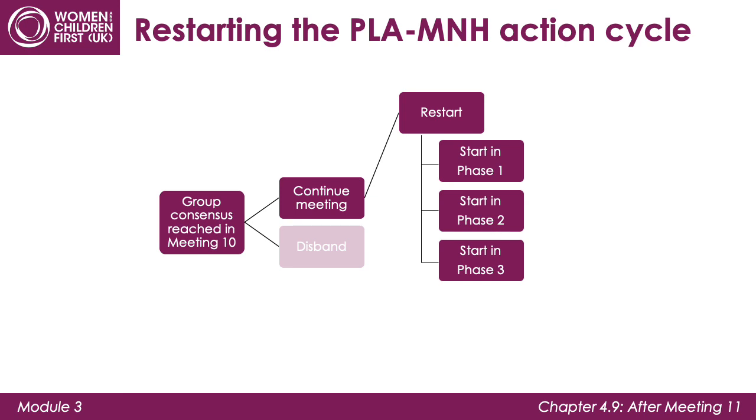Should they start in Phase 1, so they can identify new problems? They will likely have made this decision if they feel they have made good progress in addressing the problems identified in the previous cycle. They might have decided to start in Phase 2, so they can develop new solutions for the same problems. They will likely have made this decision if they feel that the problems identified in the previous cycle have not been addressed because the solutions are not working. Or they might decide to start in Phase 3, where they want to continue to implement the same solutions. They will likely have made this decision if they feel that the problems identified in the previous cycle have not been addressed because the solutions needed more time or needed refining to be effective.